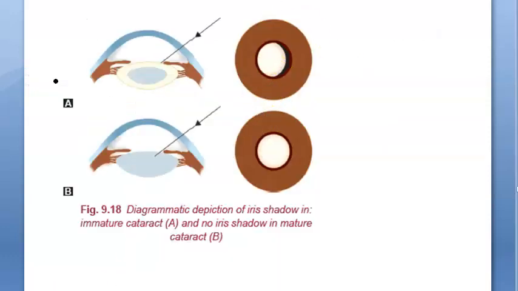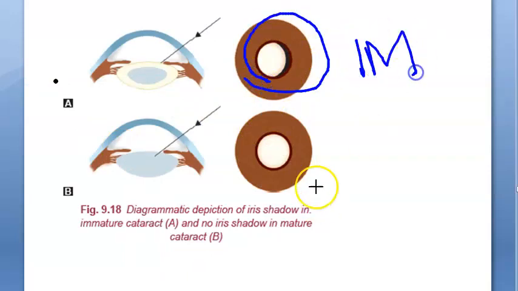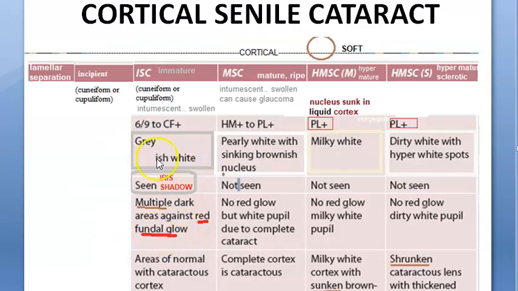Look at this one, the first image. You can see the shadow of the iris. So, this will be immature. In mature, again, there is no shadow of the iris. Okay, guys, so this much we have understood in immature. Now, let's move on to mature.